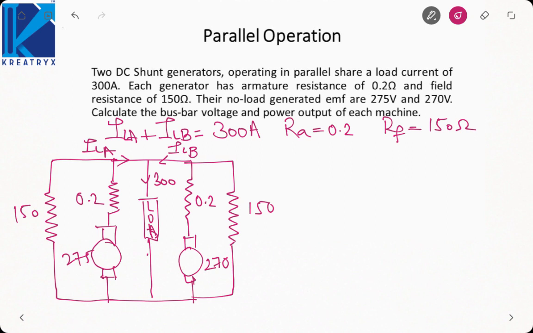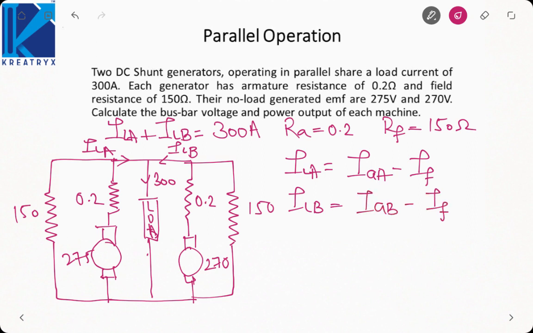Now, since these are shunt machines, ILA is equal to IAA minus field current, and ILB is equal to IAB minus again the field current. Now the field current will be the same in both cases. Why? Because the field resistance for both machines is the same and both are connected in parallel, which means their voltage is also the same.